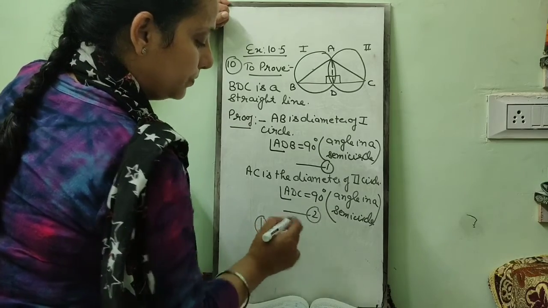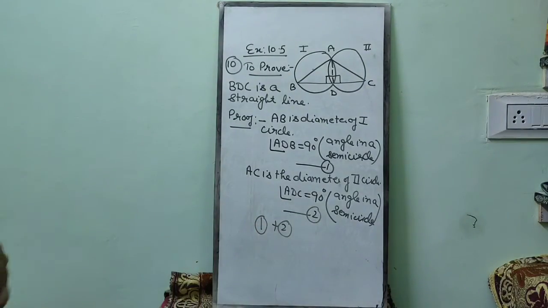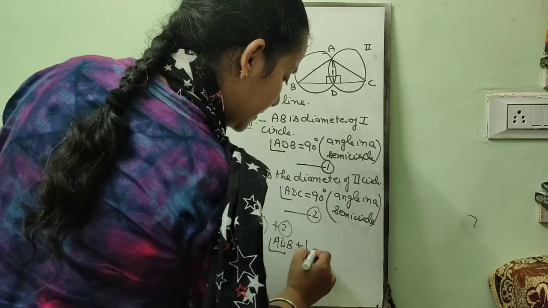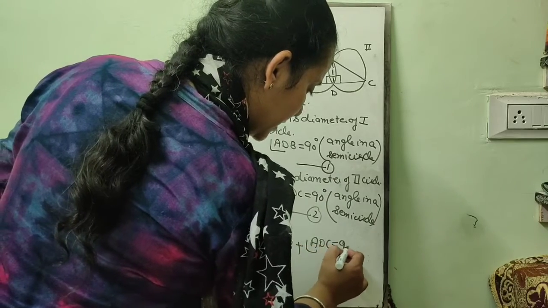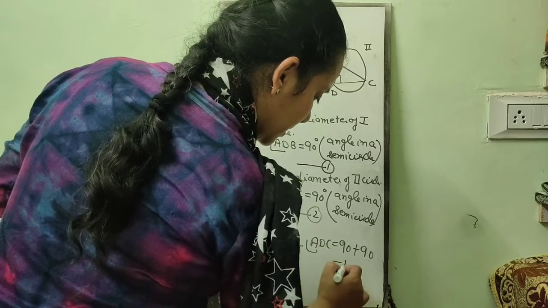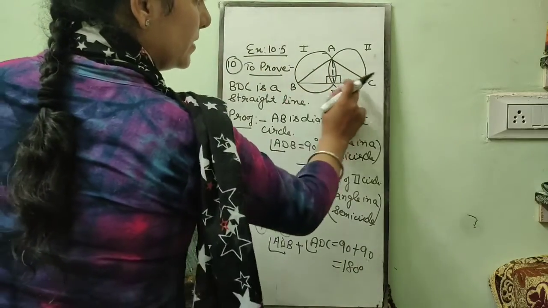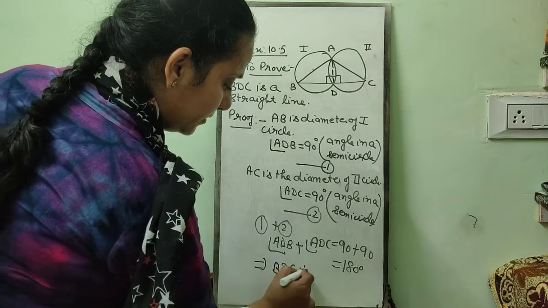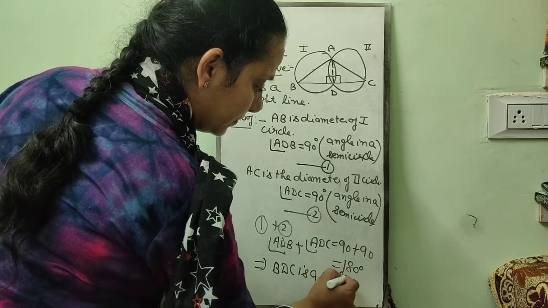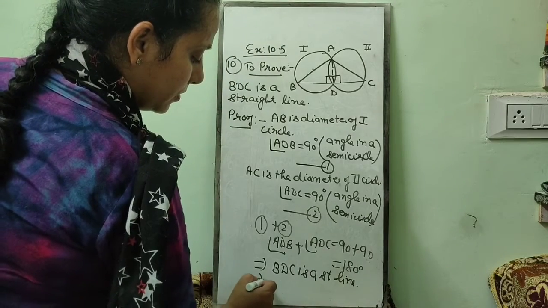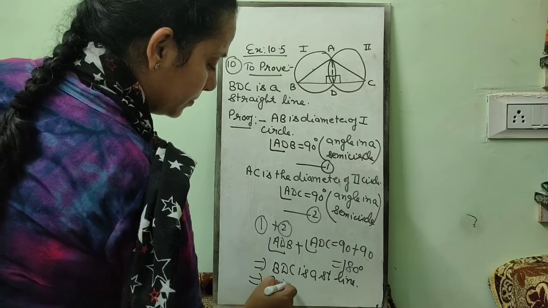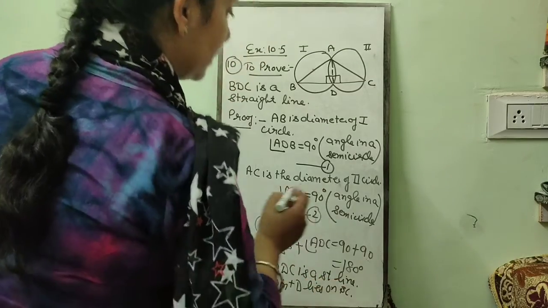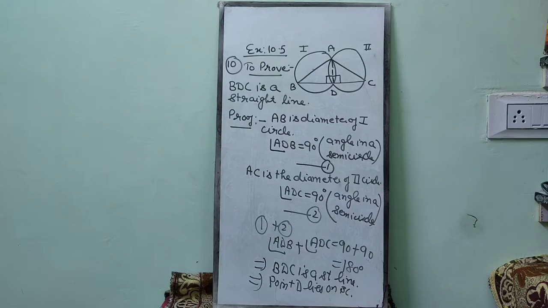Adding 1 and 2, we get angle ADB plus angle ADC is equal to 90 plus 90, that is 180. 180 is the measure of a straight line. It means BDC is a straight line, it means point D lies on BC. Give a 1 minute review to this sum thoroughly.